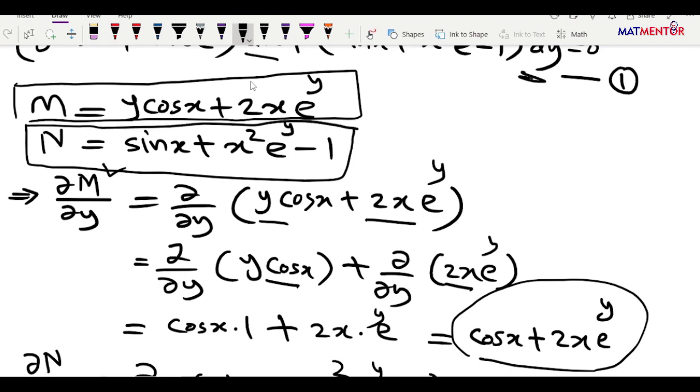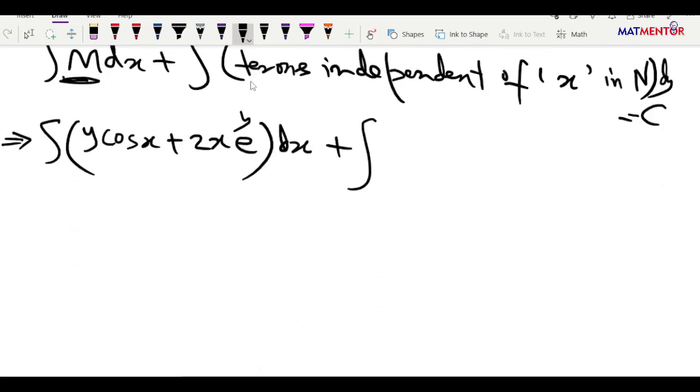Okay, and we can see that N has three terms. The first one is sin x, the second one is x² e^y, and the third one is −1. So basically we have three terms, and we have to take the terms in which x is not present. So sin x is in terms of x, we will leave it. The second term, x² e^y, also has x in it, so we will leave it too. So the term independent of x, that is −1. We have to take it with the minus sign. So this will be ∫−1 dy equal to c. Make sure you integrate M with respect to x, and the expression of terms independent of x in N you have to integrate with respect to y.